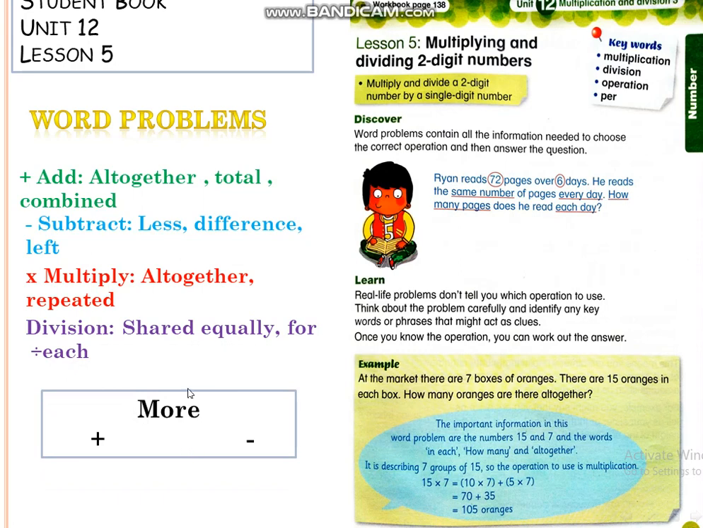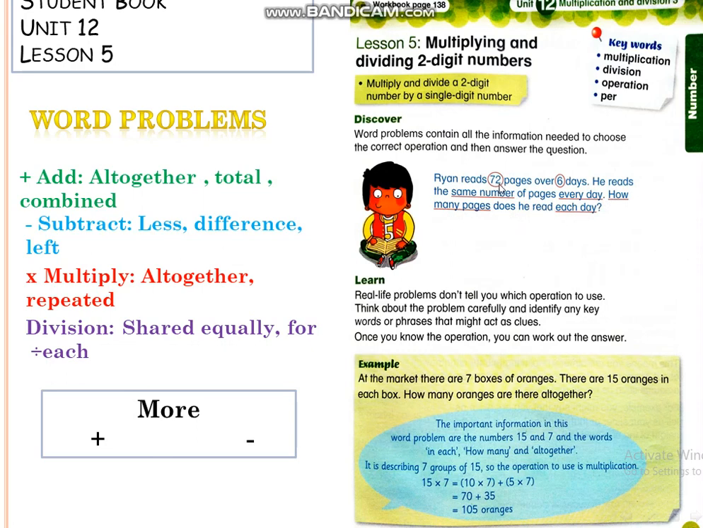Now, most of my students actually get confused when they see the word more. The word more sometimes can mean to add or sometimes to subtract. Let's take a look at this example. Ryan reads 72 pages over 6 days. He reads the same number of pages every day. How many pages does he read each day?